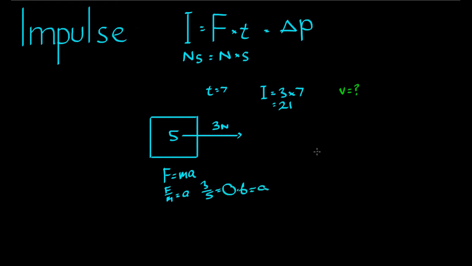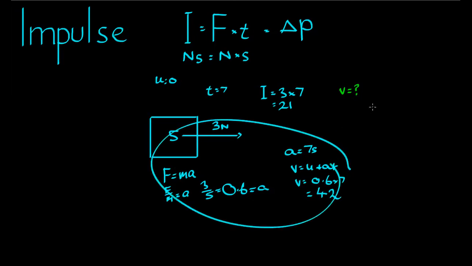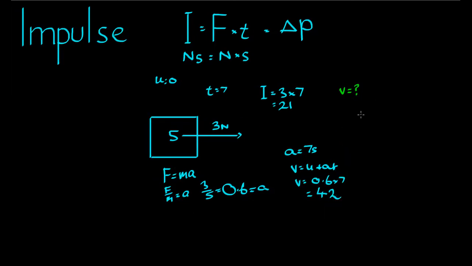That's the acceleration. The box accelerates for 7 seconds, and v equals u plus at. If it starts from rest, then the final velocity is equal to 0.6 times 7, or that's 4.2, I think. 4.2. Yep, 4.2 meters per second. So this would be the longer way of solving it. Let's solve it the short way.